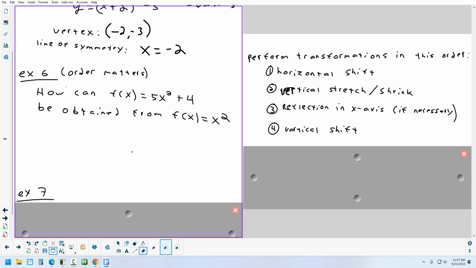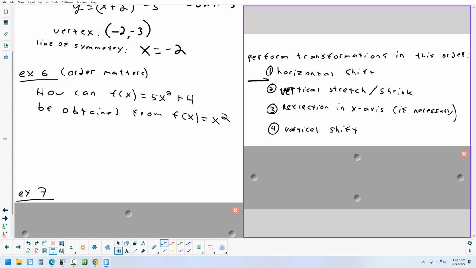So for this section, that's all you need to know. That list is slightly incomplete. I don't have horizontal stretches on that list. I also don't have reflections over the y-axis. Those two things would be right in here. We're not going to talk about horizontal stretching or reflecting over the y-axis in this lesson, but eventually we will. Okay, so the big idea is you always do all your horizontal transformations first, then you do all your vertical transformations second.